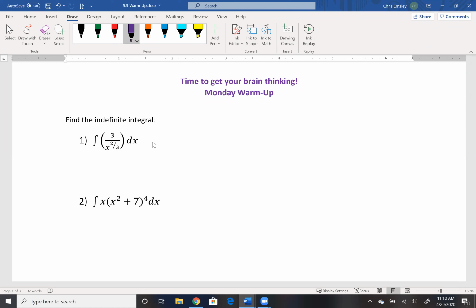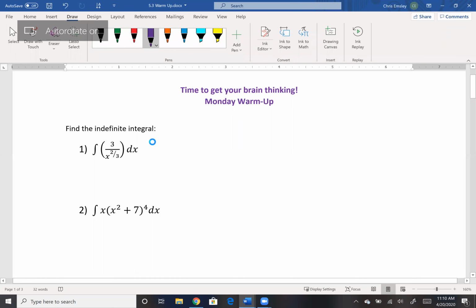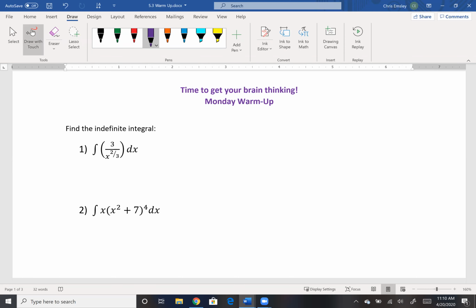Okay, so I can see why you thought this one would be substitution because it's kind of funny looking. It's not just a straight up like 3x squared or something like that. But on this one, rather than substitution, what we want to do is rewrite this. Remember, this is a technique that we used with derivatives too. We want to leave that 3 alone and take that x to the 2/3 out of the denominator by making its exponent negative.